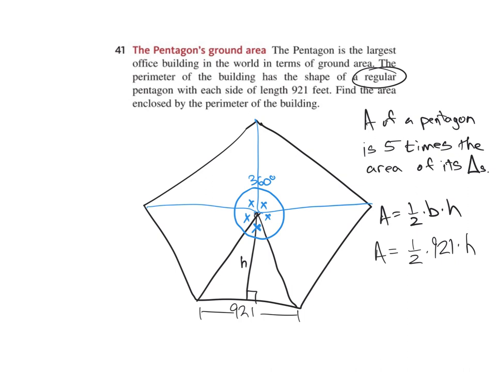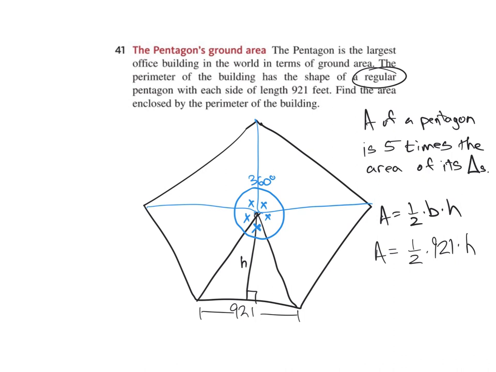All right, pentagons, ground area. There is a formula from geometry where you can use the apothem, but let me explain how you can do it without using that formula. We have a pentagon shape here, and it says the Pentagon is the largest office building in the world in terms of ground area. The perimeter of the building has the shape of a regular pentagon. That means all the angles are the same and all the lengths of the bases are the same. So each side length is 921 feet. Find the area enclosed by the perimeter of the building.